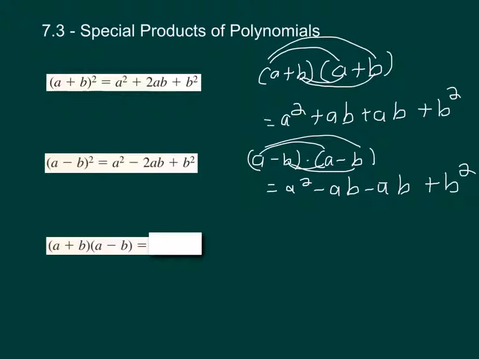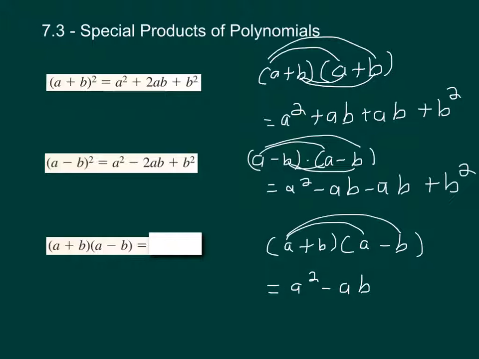I'm now going to look at my last example, a plus b times a minus b. Now this is already set up very well for me to use the distributive property. I'm just going to rewrite it over here, a plus b times a minus b. And once again, distribute. A times a is a squared. A times negative b is negative ab. Distributing the b, b times a is ba, or positive ab. And b times negative b is negative b squared.